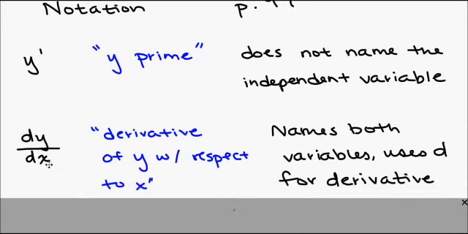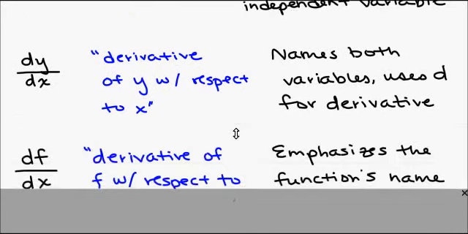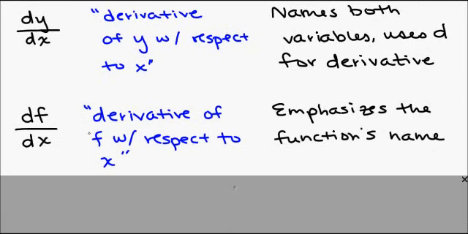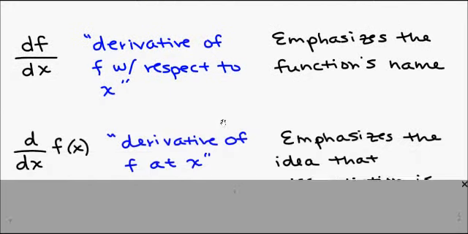Okay, dy over dx, dy dx is the derivative of y with respect to x. Most of the time you're not going to say this whole thing out, you'll just say dy dx. And this is nice because it does name both of the variables. D stands for derivative. df dx is the derivative of f, that's your function, with respect to x. This really emphasizes the function's name, which you may need to want to do.